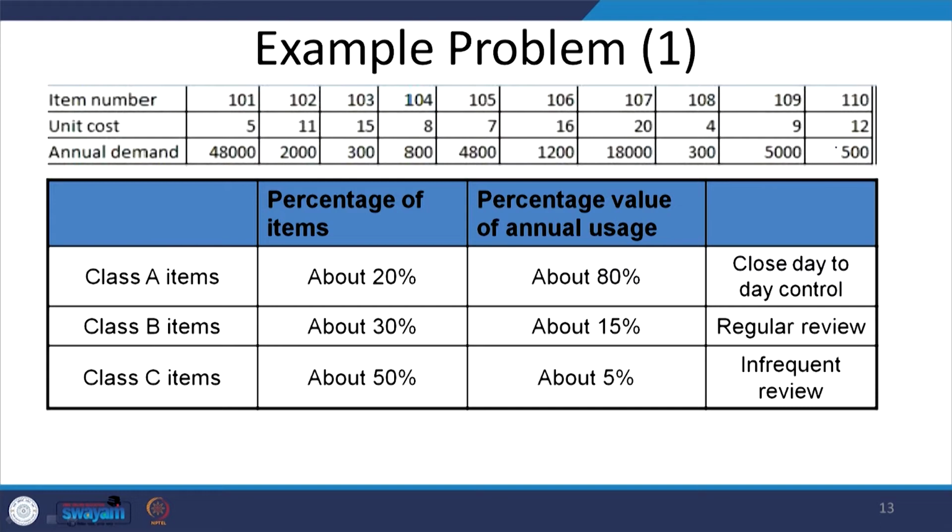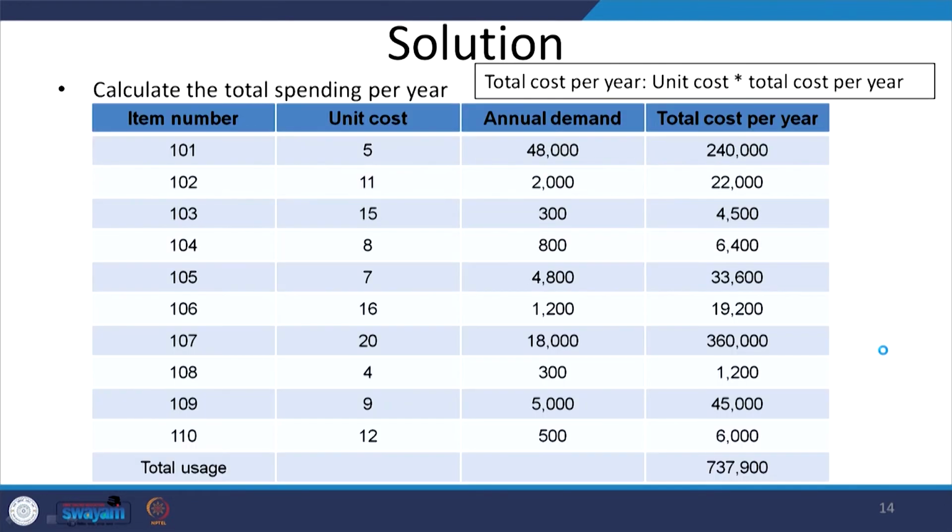Now, we can do the ABC classification of these different items. We need to see which items are more important, which are A type of item, which are B type of item, and which are C type of item. We already know what is A, what is B, what is C. You need to have very close control and regular review for A items, and you require almost very little effort for C type of item. Let us see the calculation part of this ABC analysis.